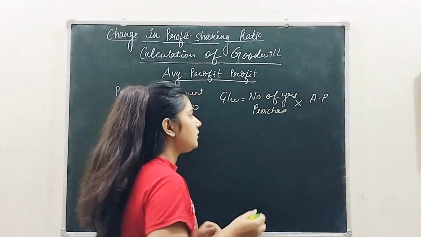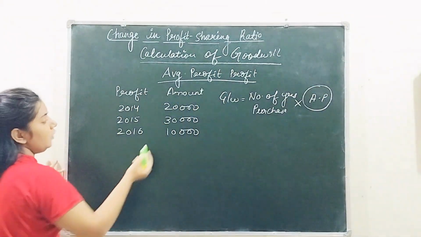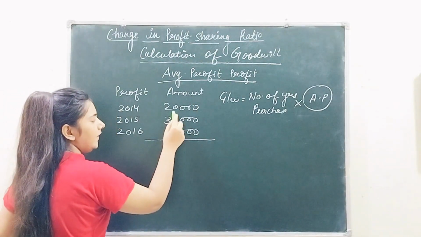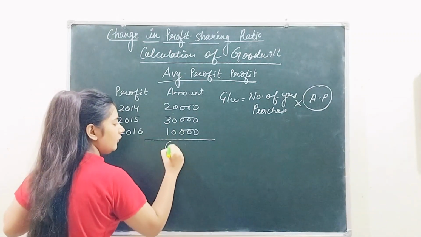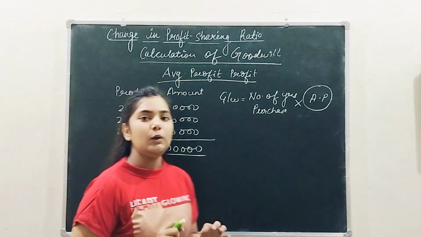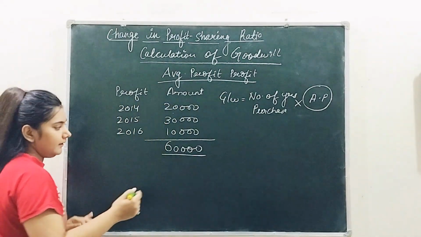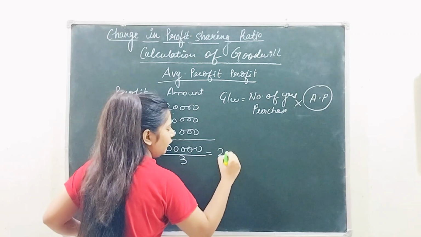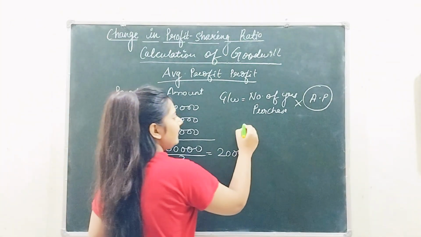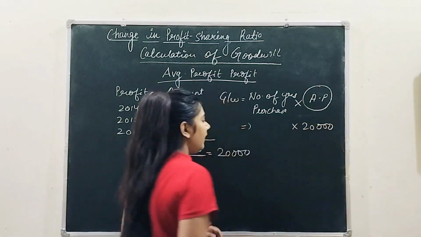Now the first one is your average profit. आप किसी चीज का एवरेज कैसे निकालते हैं? So in this case आप अपने तीनों सालों के प्रॉफिट कैसे निकालोगे एवरेज? 20 plus 30 plus 10, it's going to give you 60,000, and you are going to divide it with the number of years, right? So 1, 2 and 3. So it is giving you 20,000, right? So the formula that you are going to put is 20,000, right?